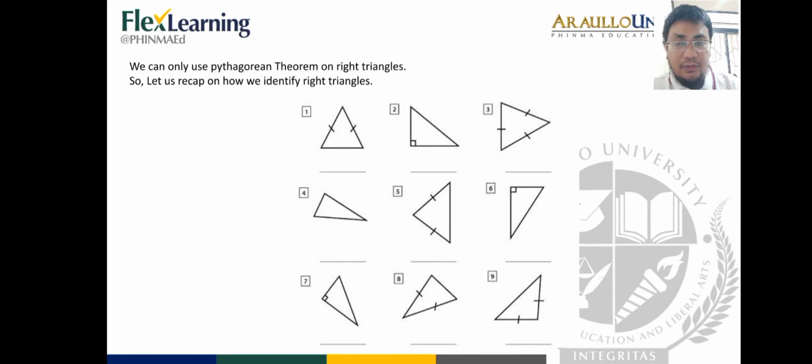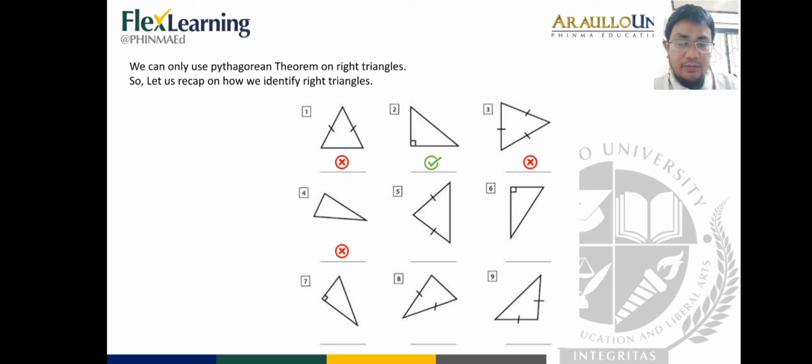Is triangle 1 a right triangle? No. Is triangle 2 a right triangle? Yes, because it has a right angle, which is 90 degrees. How about triangle 3? No. How about 4? No.